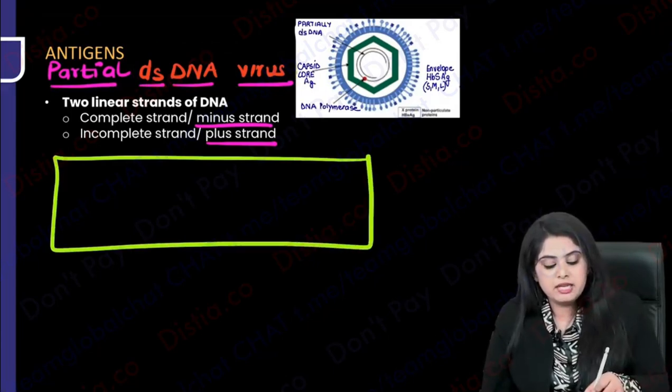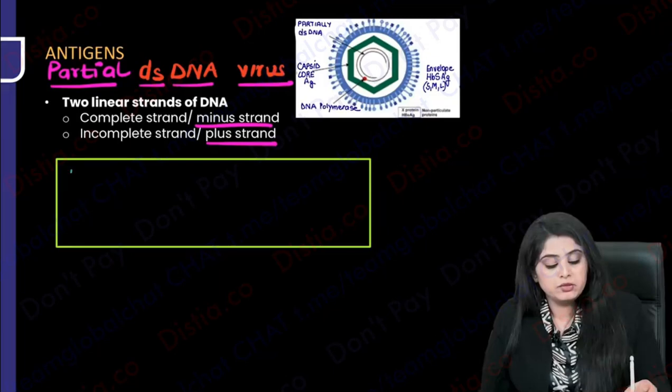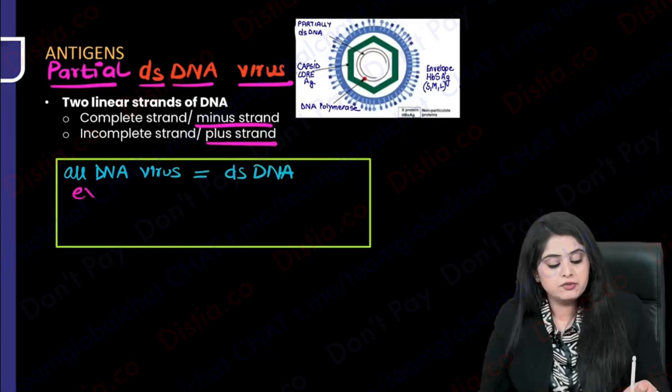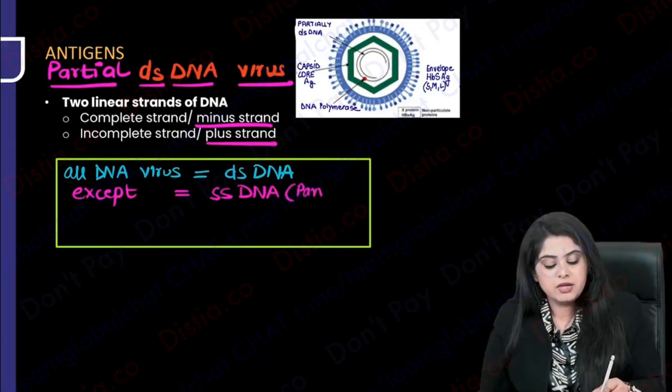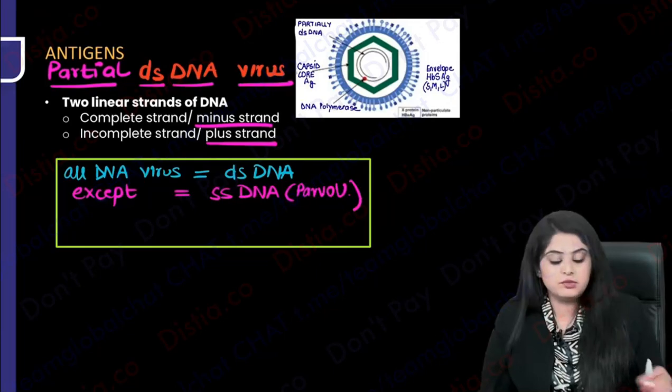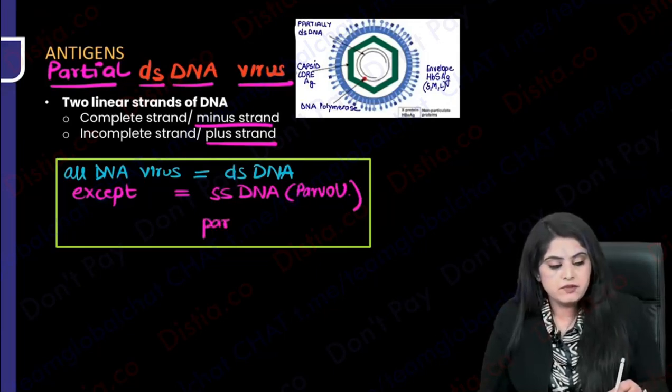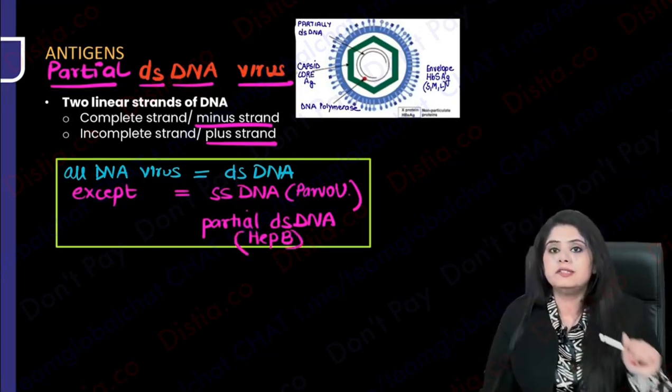So now I want to make a table for all of you because you have already done this in general virology. All the DNA viruses are double-stranded DNA viruses. However, there was one exception which was completely single-stranded. Which is the single-stranded DNA virus? Remember, Paro was left alone, so parvovirus was single-stranded. And which is the one that is going to be partially double-stranded? Now you know that hepatitis B is partially double-stranded. It has a small missing strand.